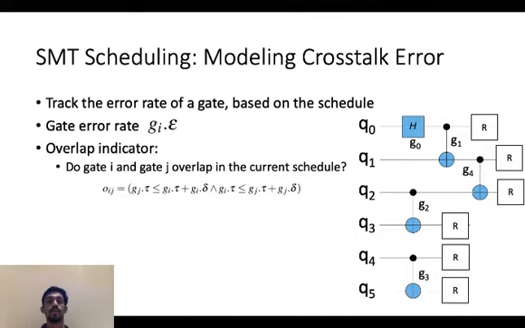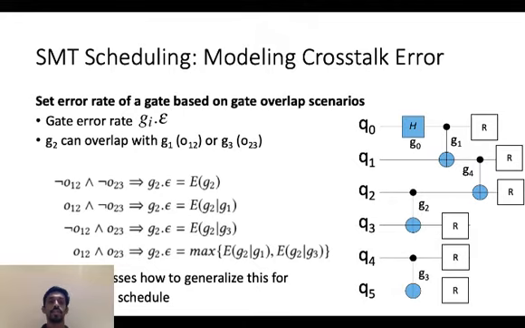Now let's go back to our example. Here, the gate G2 can potentially overlap with G1 or G3. It can also overlap with G0, but for simplicity, let's ignore it for now. Our implementation actually considers these kinds of overlaps as well. So we have two overlap indicators, O12 and O23, to capture overlaps between G1 and G2 and between G2 and G3. And there are basically 4 cases. That is, G2 overlaps with neither G1 nor G3, it overlaps with one of them, or it overlaps with both of them.